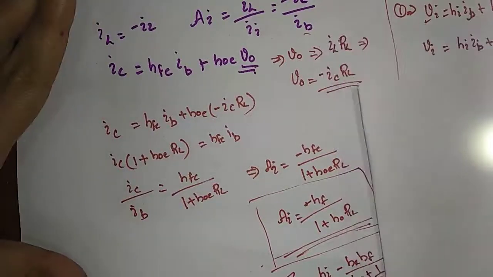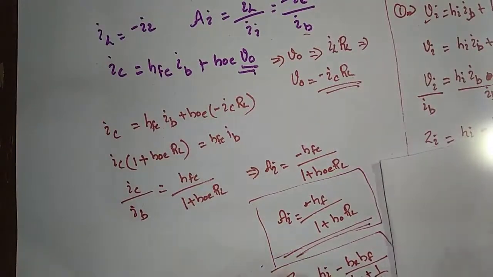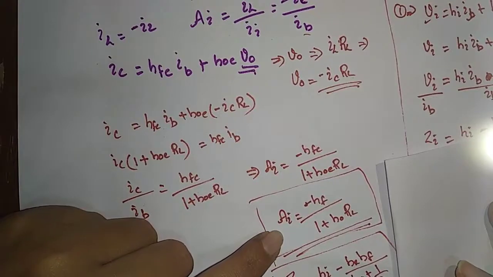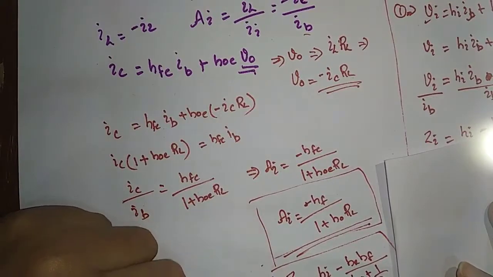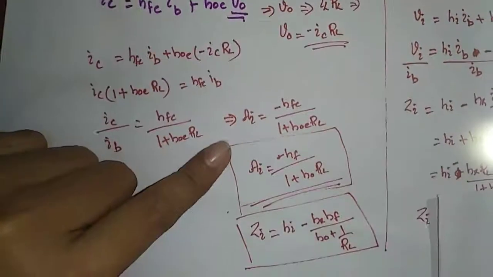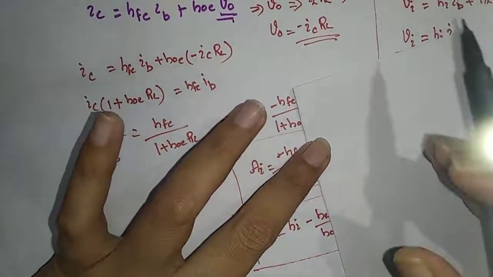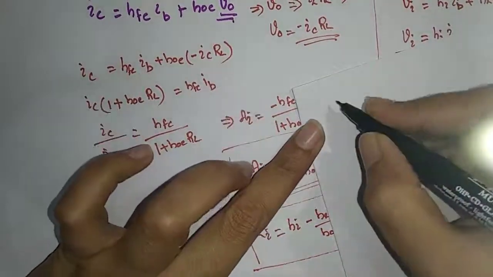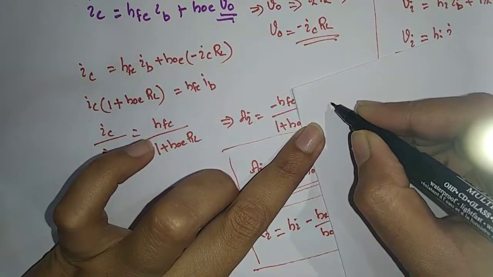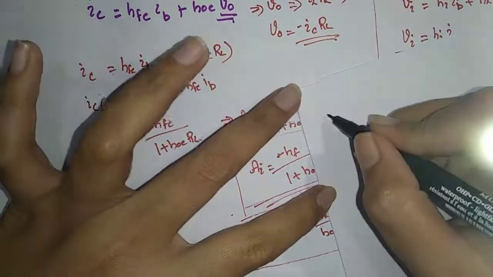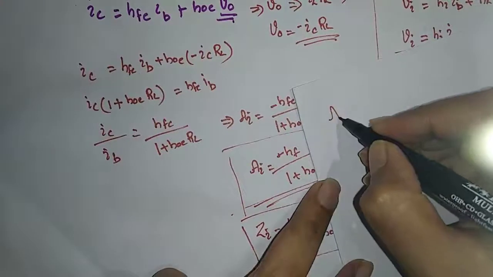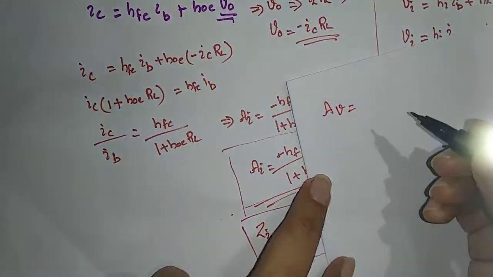Now, what we have found out is the input impedance as well as the current gain. Now, what I am going to find out is the voltage gain. Okay, third one, we are going to find out the voltage gain.